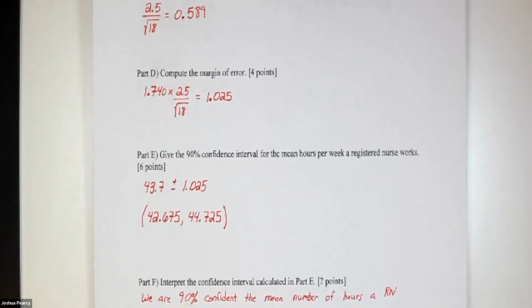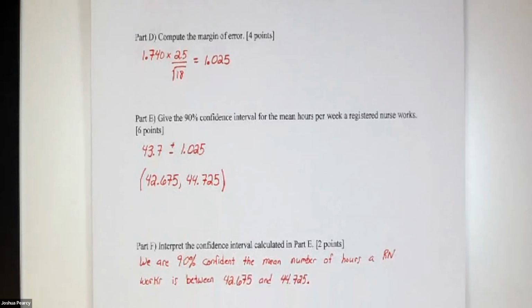So it gives you a standard error of 0.589. Then calculate the margin of error. That's just the critical value times the standard error. So 1.740 times 2.5 over the square root of 18. And that gives you 1.025. Any questions up to there?